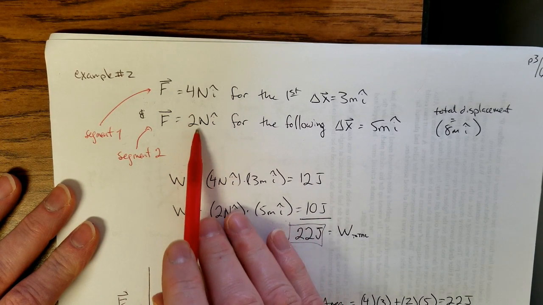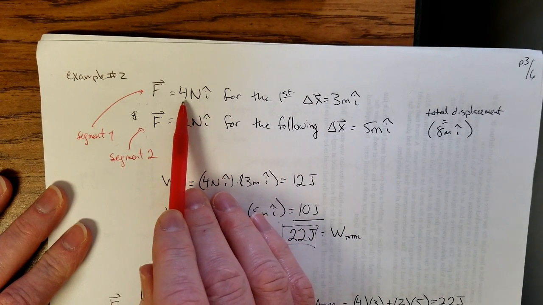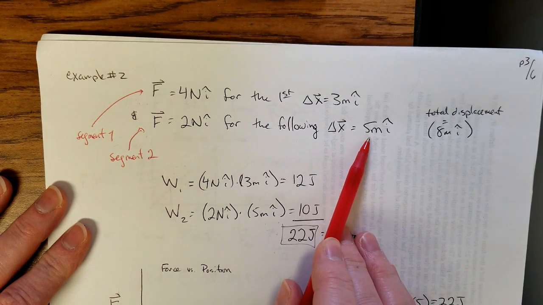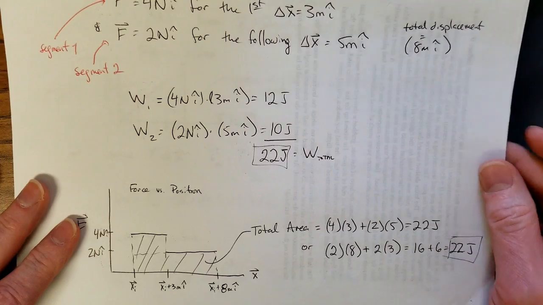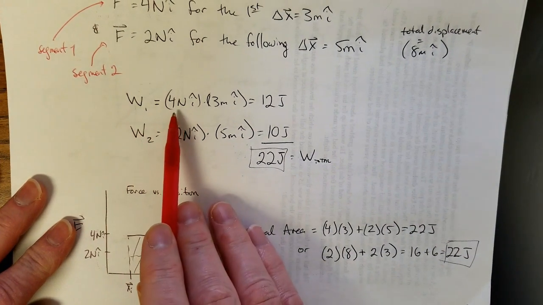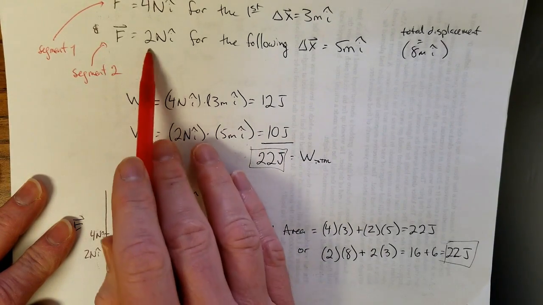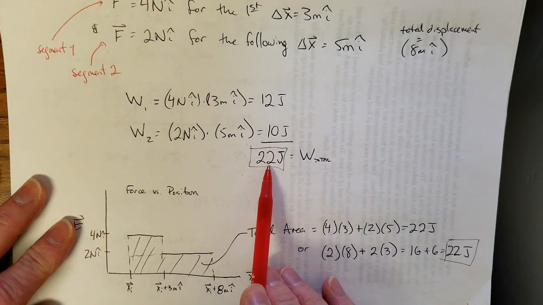We now have a segmented one. So for the first 3 meters of displacement in the i hat direction, we have 4 newtons, and then we have 2 newtons after that for the next 5 meters. So a total of 8 meters in the i hat direction. So work 1, this first segment right here, we're just multiplying 4 times 3, we get 12 joules. Work 2, I have 2 newtons over 5 meters, and that's 10, and so I get 22 joules.